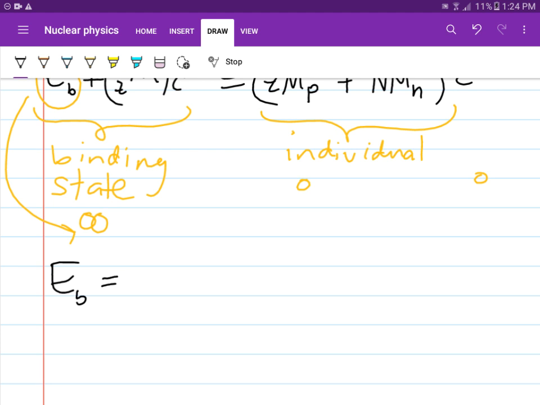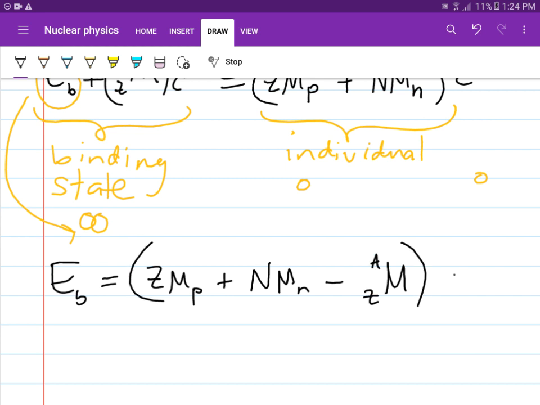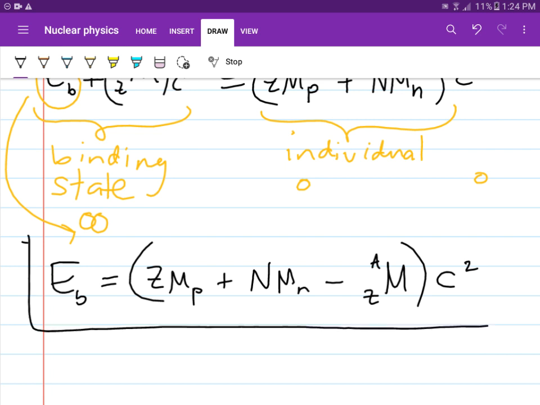E_B equals, let's write Z m_p plus N m_n, and then subtract the actual mass of the nucleus, M(A,Z), all multiplied by c squared. So this formula will give you the binding energy of the nucleus.